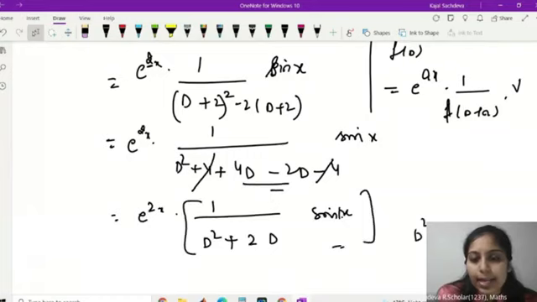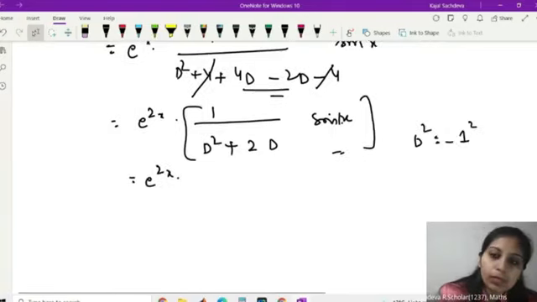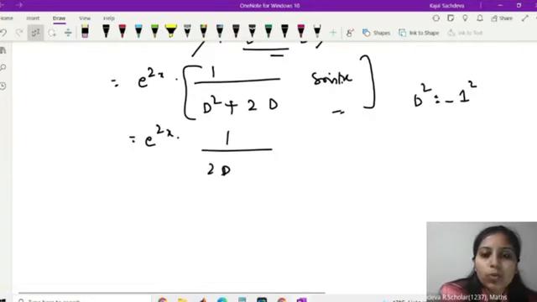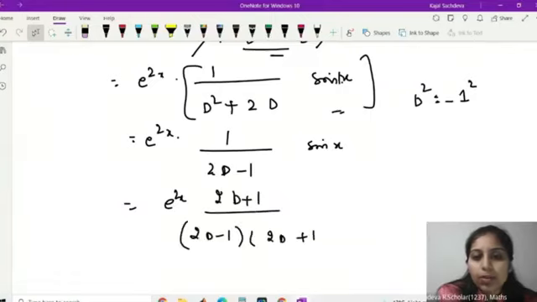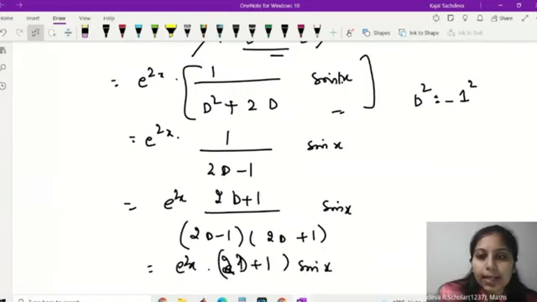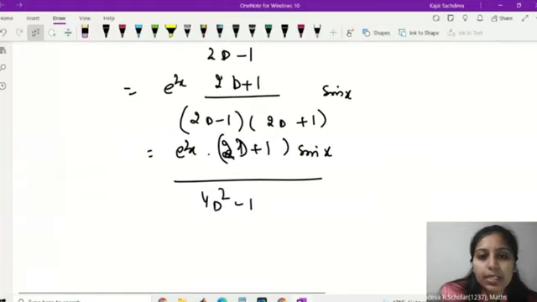So D square would be put as, for sin ax, D square is minus a square. So D square minus 1, just put, we will get minus 1 plus 2D. It means 2D minus 1 sin x. Now again, in the preceding manner, we can rationalize: multiply 2D plus 1 below and in the numerator also. So we get e raised to power 2x, 2D plus 1 into sin x, and on the lower side we will get 2D minus 1 times 2D plus 1, a square minus b square, 4D square minus 1.